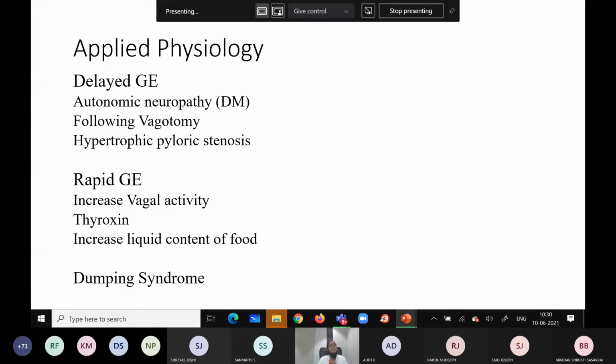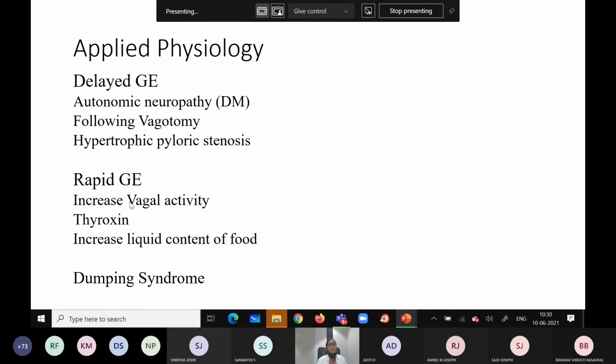Now coming on to some of the applied aspects. Delayed gastric emptying occurs in autonomic neuropathy, like that occurring in diabetes mellitus patients, and following vagotomy for any reason. Then hypertrophic pyloric stenosis: if there is a stenosis or obstruction of the pyloric sphincter, that may lead to delayed gastric emptying. Carcinoma of the pyloric sphincter may also cause it.